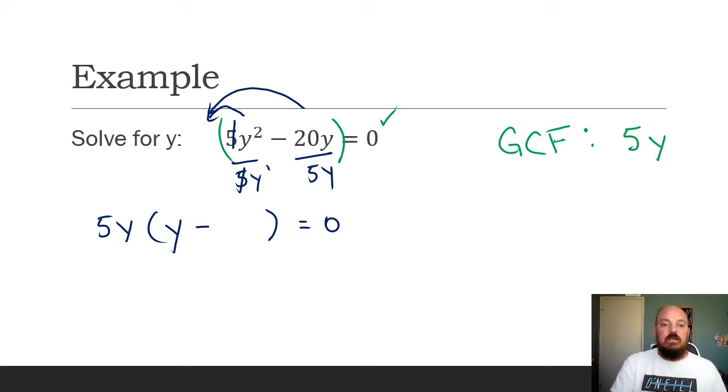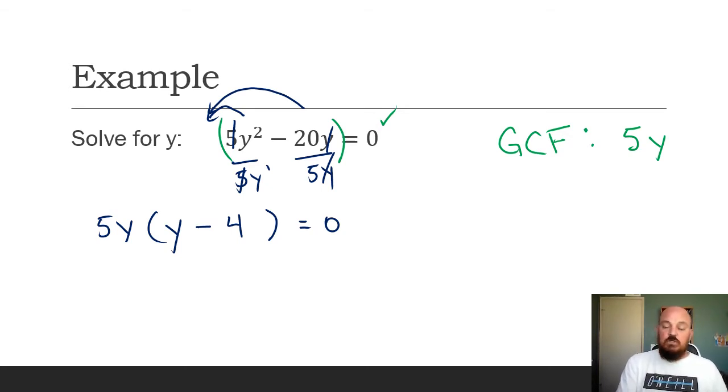All right, so now we have the minus. For the next part, the number part, 20 divided by 5 is 4. And the y divided by y cancels. So those y's are completely gone. So what I have is 5y times y minus 4 equals 0. Now that can be separated and solved just like before. Instead of having two factors, instead of having y minus 4 times y minus 2 or something like that, we have the y minus 4, but my first factor is just 5y. So let's separate and solve.